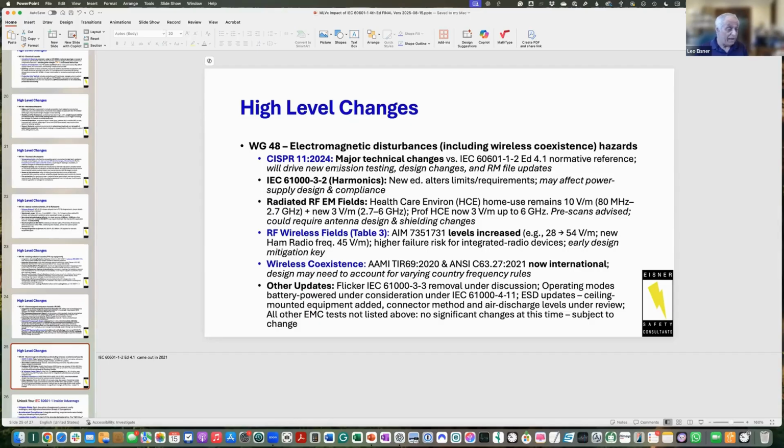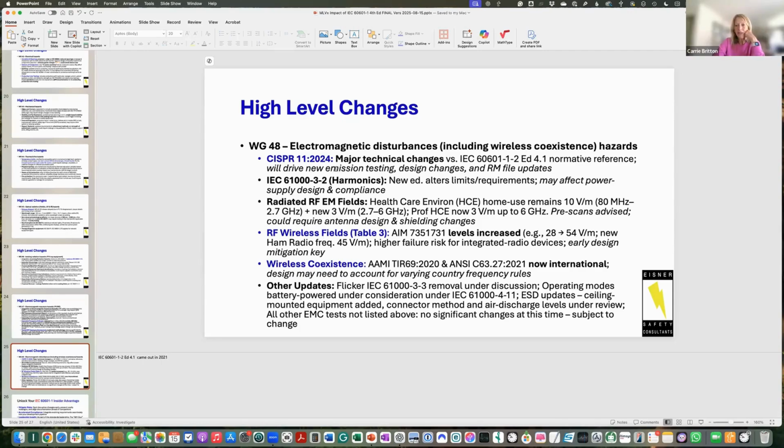Also, this new ham radio frequency is significant enough in itself that it can also have significant impact. So you're going to want to do mitigation testing, early mitigation testing, to figure out, is your product going to survive? Are you going to have to do some mitigation changes to hopefully get through this gauntlet?